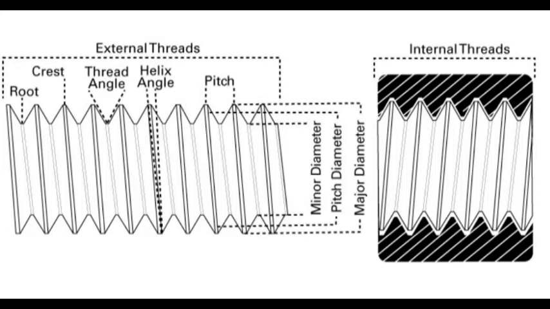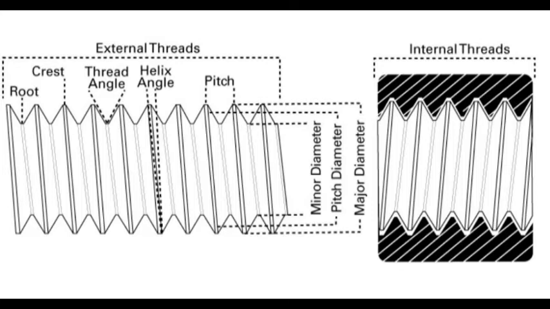So it is the diameter of an imaginary coaxial cylinder which would touch the roots of an external thread or crests of an internal thread. Okay, so everyone understand about the external and internal major and minor diameters.